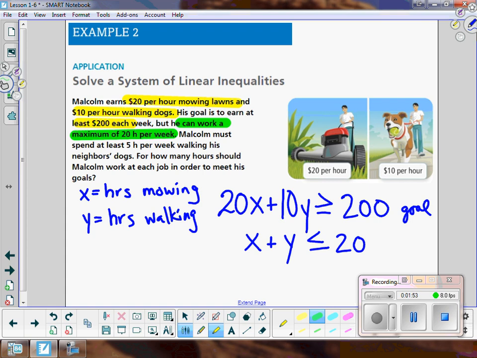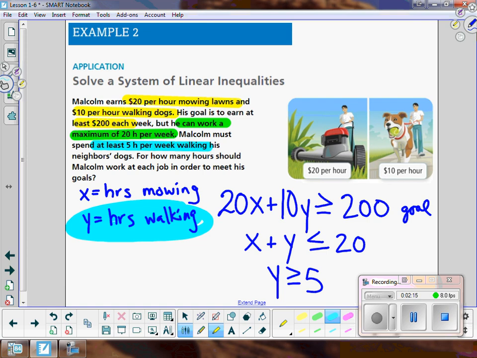Finally, it says that he has to spend at least 5 hours a week walking his neighbor's dogs. Perhaps that's a promise that he made to them. So the hours walking dogs, which I set equal to Y, that Y must be at least, which is greater than or equal to 5. That comes from right there.